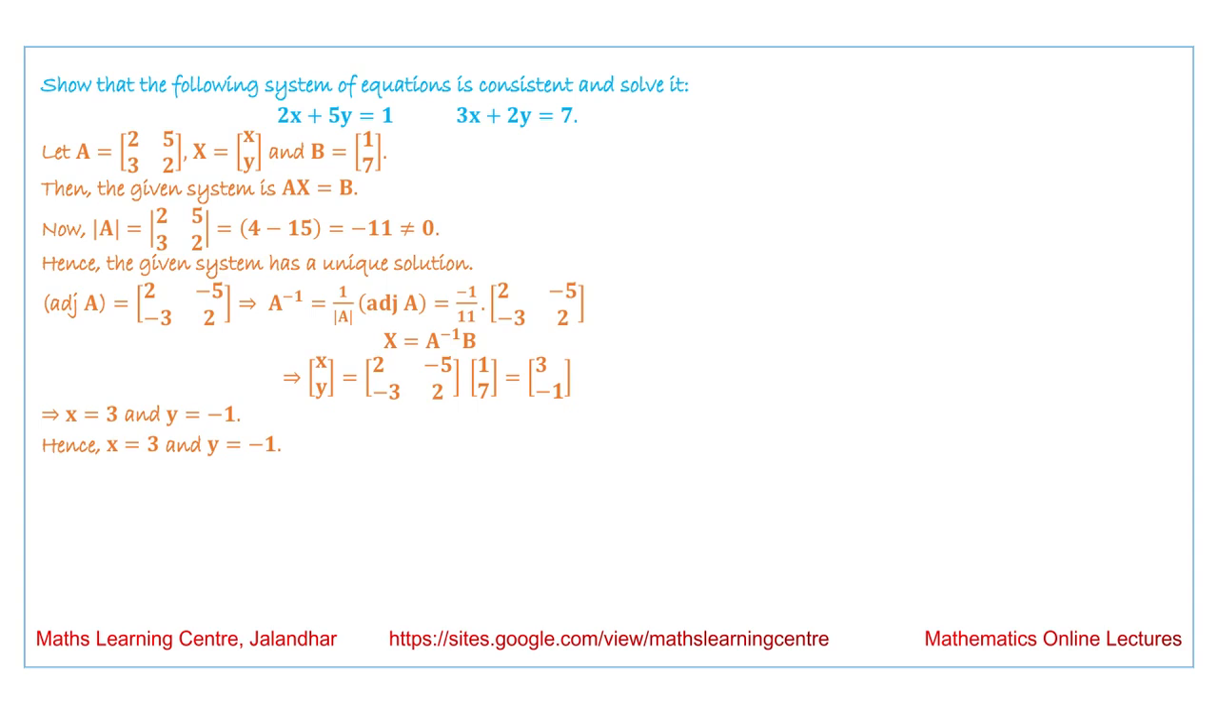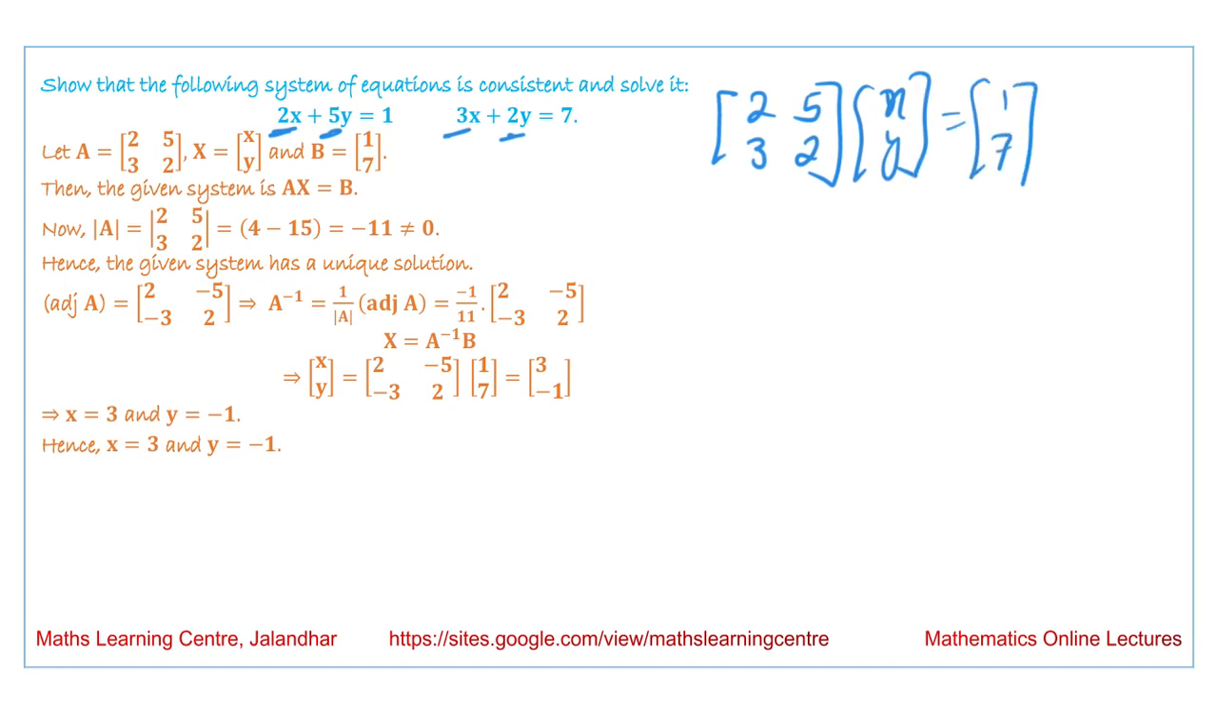Next, this system of equations is given, and we have to solve it using the matrix method. We can write this as 2, 5, 3, 2. These are the coefficients. Then the unknowns are x and y. There are two unknowns, and the constant terms are 1 and 7. So we have written this in the form Ax equals b.